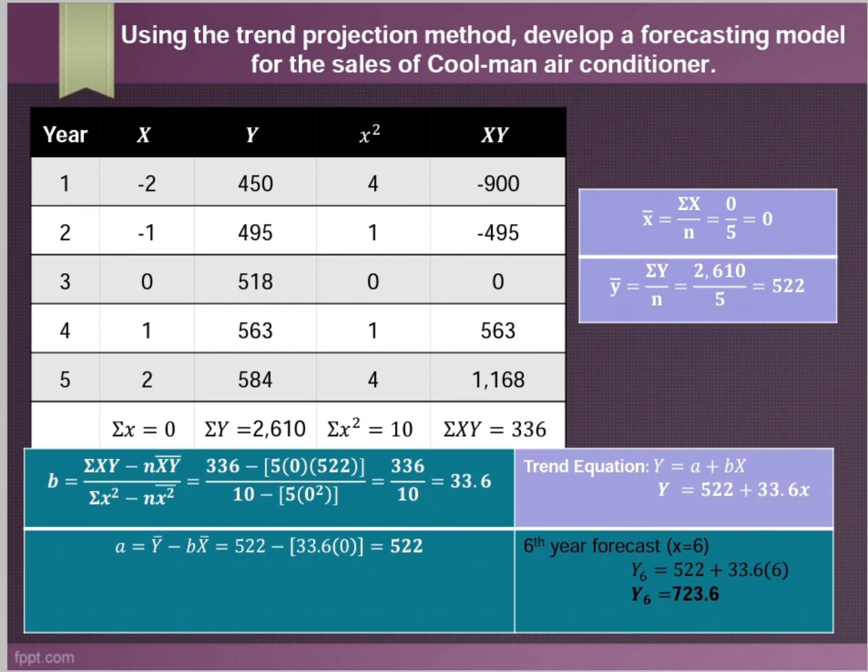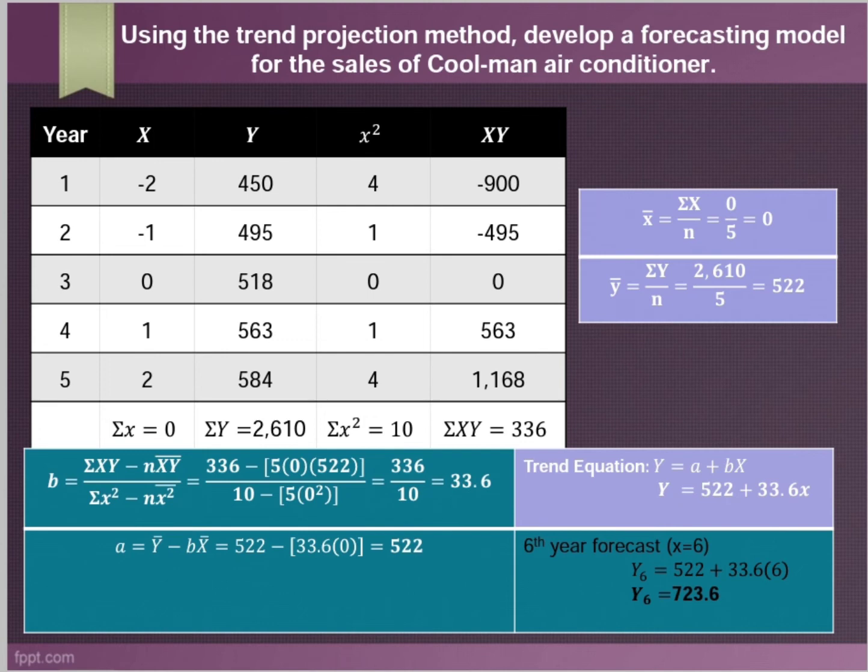As you can see on the left side of this slide is the small box which contains the computation of x bar and y bar. The summation of x, which is 0, divided by n, or 5, gives us the value of x bar as 0. And also the summation of y, 2610, divided by n, which is 5, will give us the value of y bar, 522.